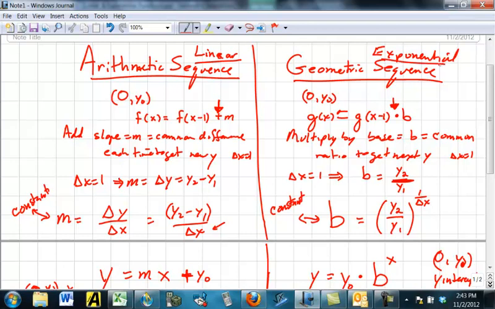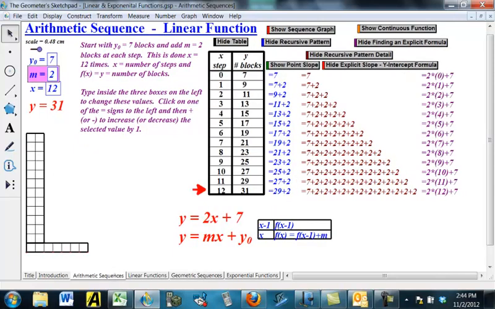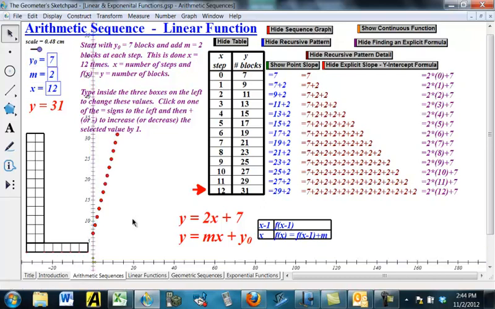Okay, so let's go back to our sketch and continue with this a little bit more. So let's go back to arithmetic for just a minute. So now if we graph this, you can see that here it's a sequence of dots. The dots go to the right and up forever, but in this case you don't have anything below the 0th step, so it just stops there on the axis. But we do see the 0, 7 as this point right here on the y-axis. It's the y-intercept.